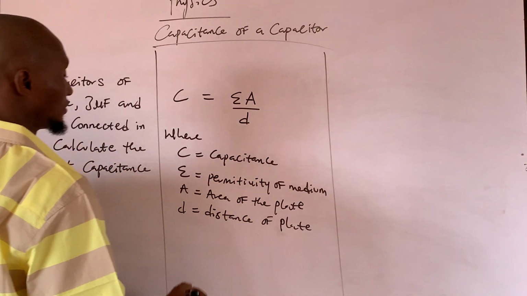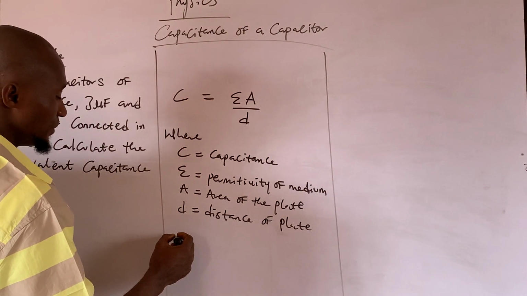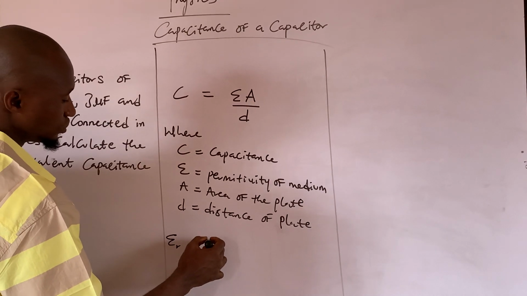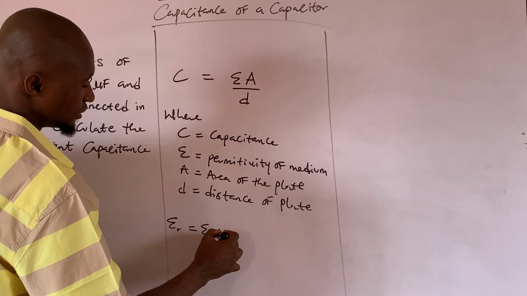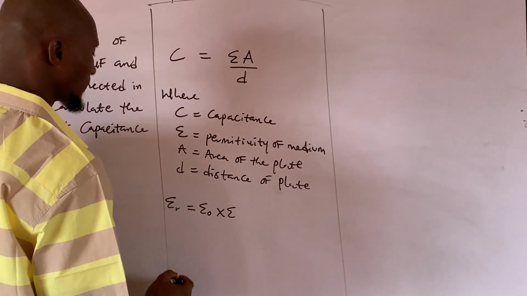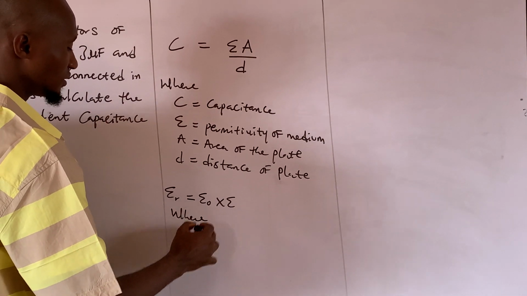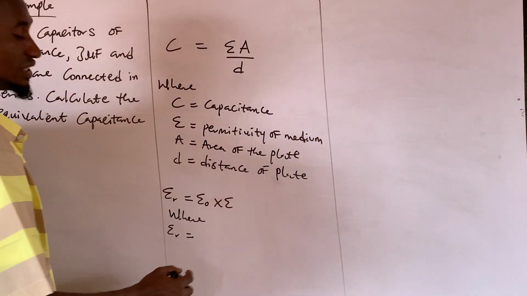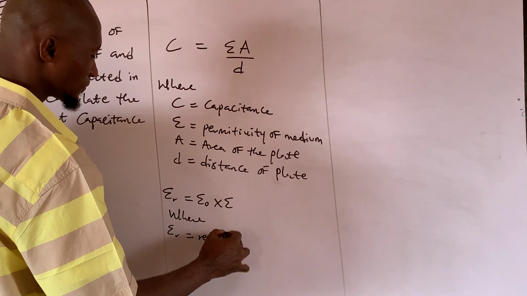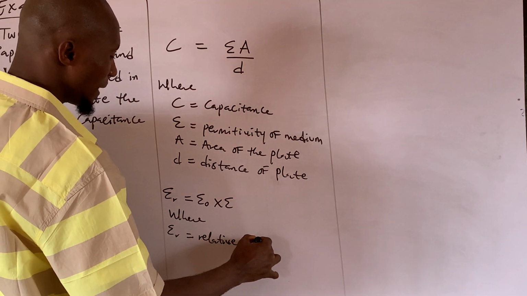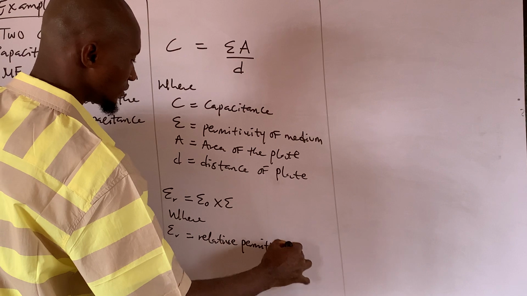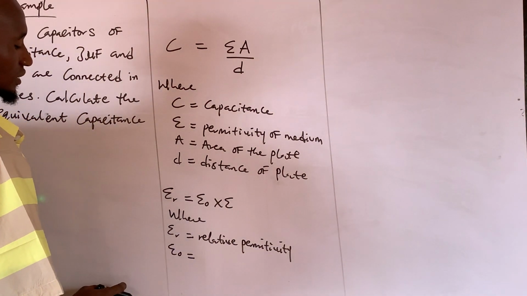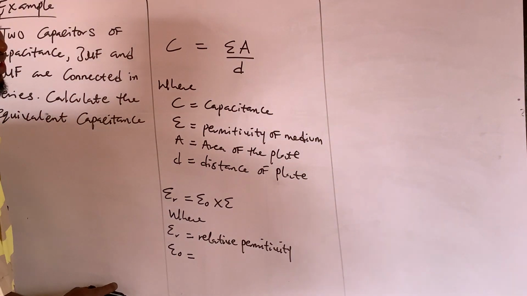However, also know that we have epsilon R, which is equal to epsilon O, this permittivity, times epsilon, where this means relative permittivity, and this means dielectric constant.